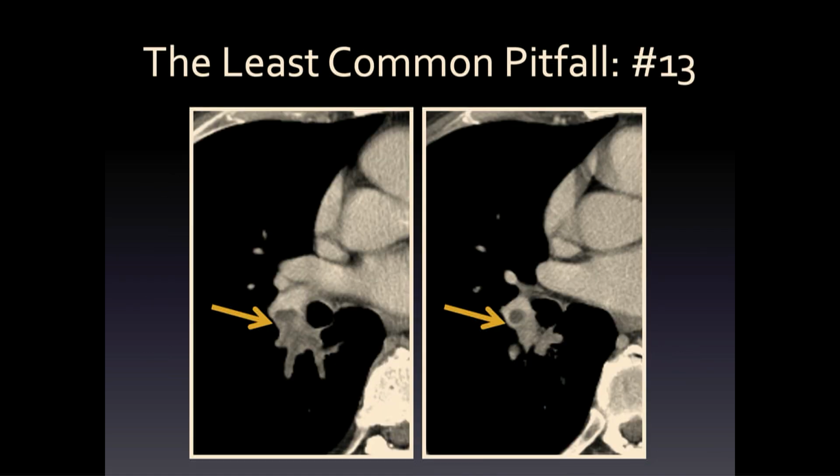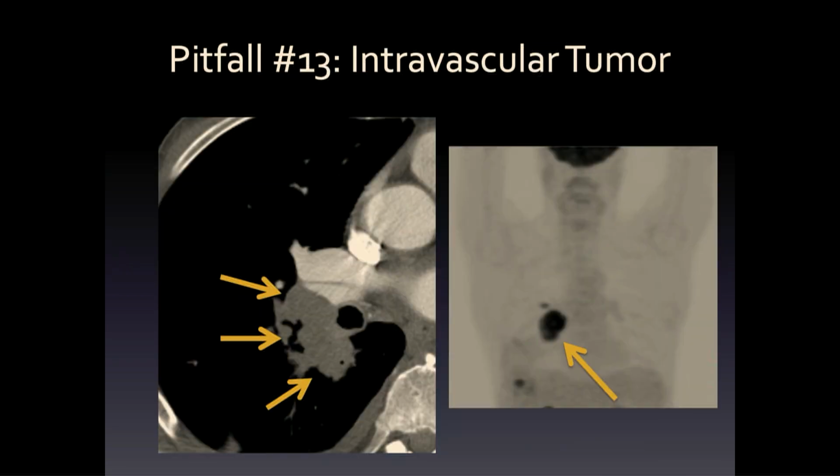The least common. This actually looks like a filling defect to me, looks real, except it is attached to a mass a little bit lower. Here's a PET CT, here's a metastasis. So this is a mass directly connected to what looks like a filling defect, and it is tumor, so not bland thrombus in the vessel.